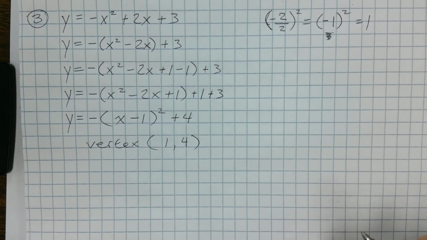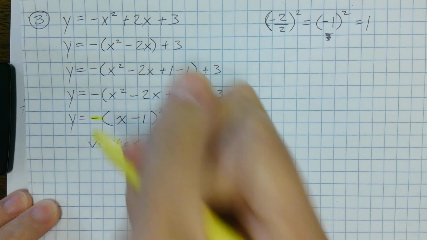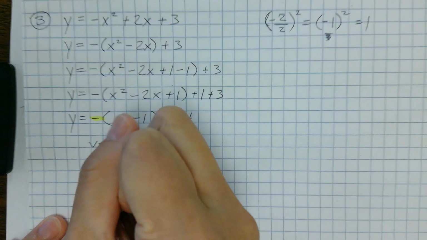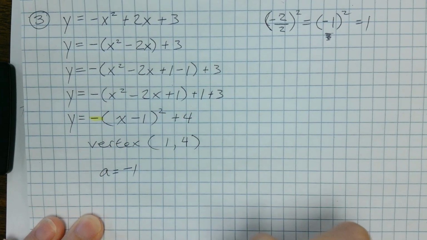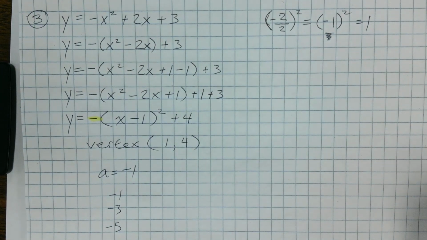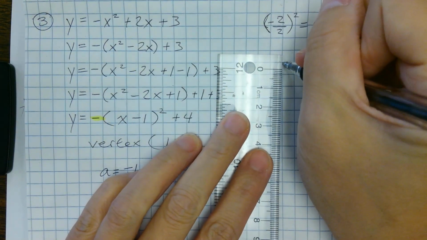How do you know? The A is negative. So that means it opens down. Okay, so my A is -1. So my steps are going to be -1, -3, -5, like that. So let me do a quick little sketch.